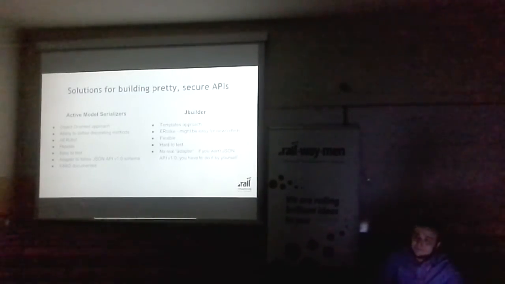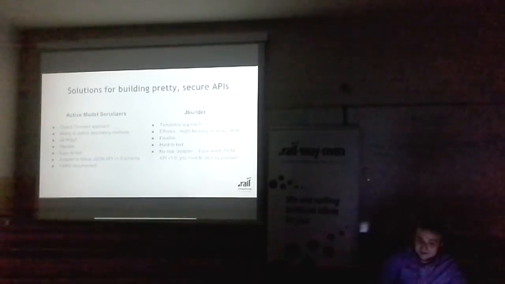JSON API is a schema that is in its first version, and it defines how the proper JSON API should look. There is a gem, of course, JBuilder, I don't know, the JSON API, something like that, but it just gives you the helpers. You have to still write code by yourself. So, yeah, JBuilder may be easier to come to, but it's harder to test, and you have to do a lot by yourself.